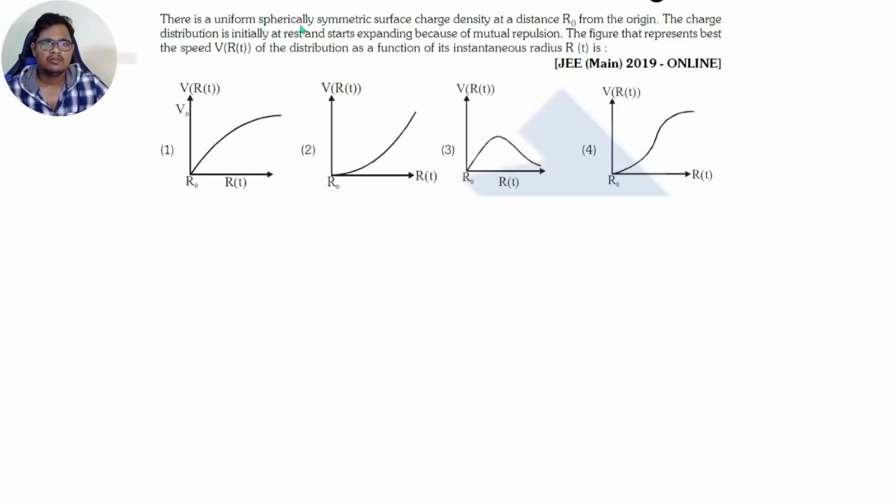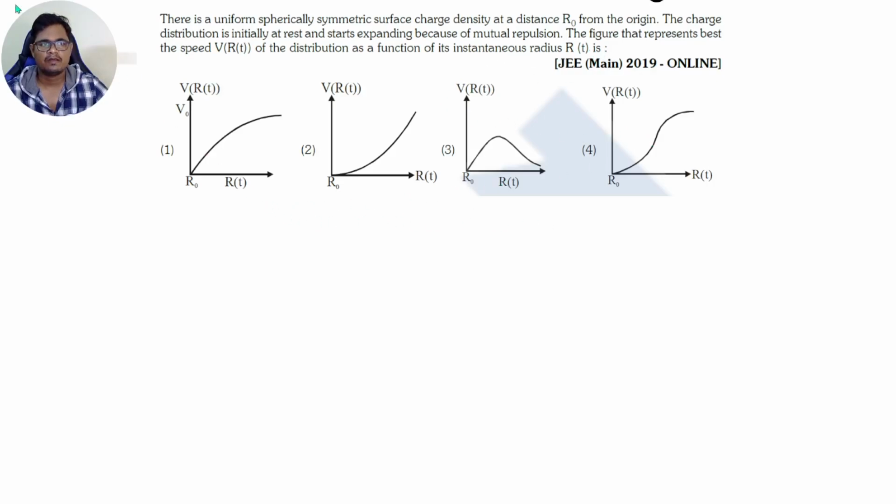There is a uniform spherically symmetric surface charge density at a distance r0 from origin. The charge distribution is initially at rest and starts expanding because of mutual repulsion. Which figure represents best the speed v of the distribution as a function of its instantaneous radius rt?